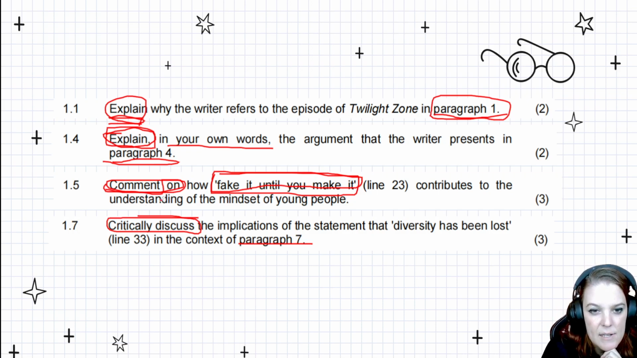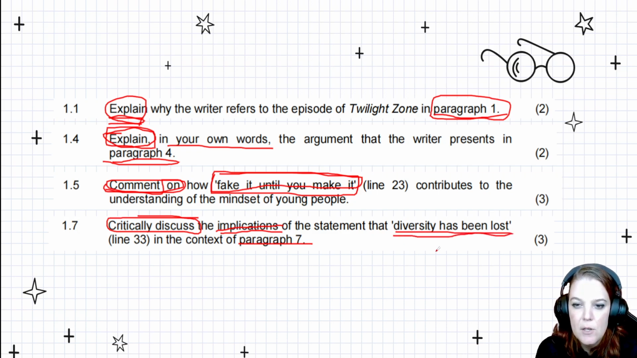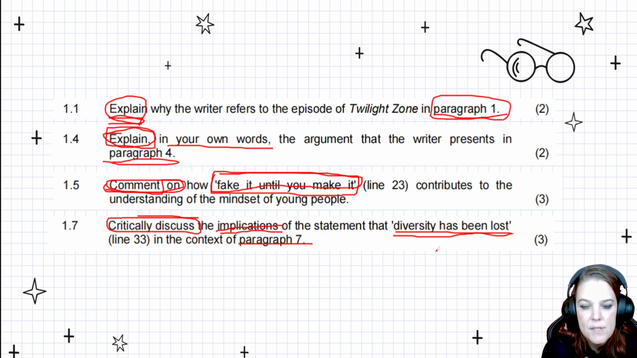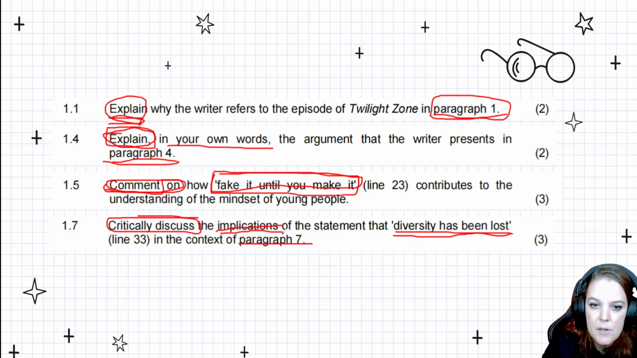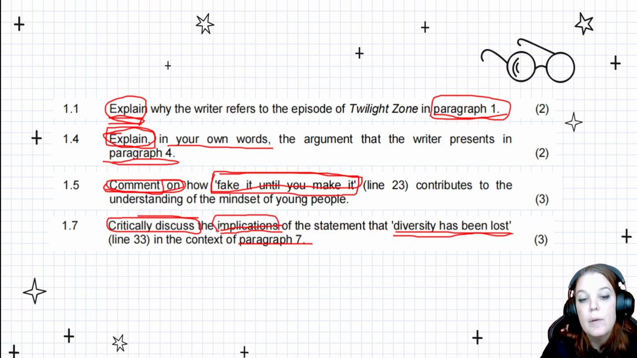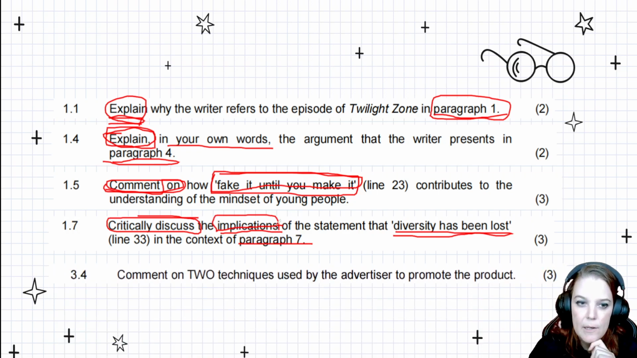Okay, so critically assess the implications. So what impact does this have on this statement? On the statement diversity has been lost. If you're saying diversity has been lost, what does that mean? And what is happening because diversity has been lost? What's that implication? What's the effect of diversity having been lost? Okay, again, we don't have the full question paper here in front of us, so we're just rolling with it.